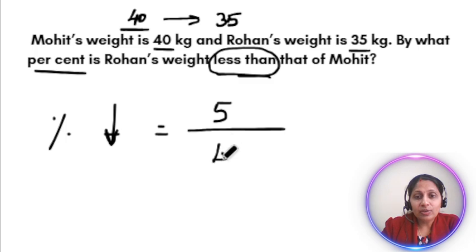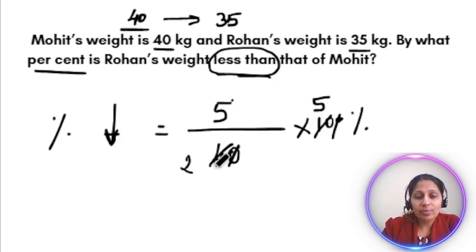So the initial value is 40, and multiply it with 100%. So here it's 0, 0. We can cancel it out. And this is 2 times. And this is 5 times, which is 25 by 2. So the percentage decrease is 12.5.